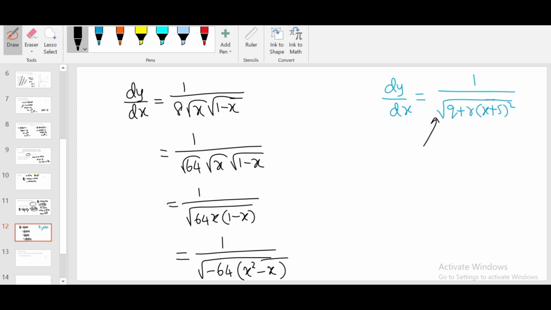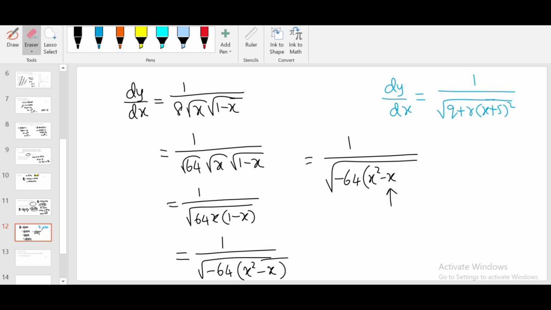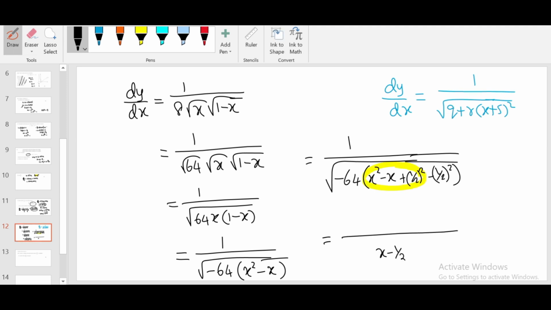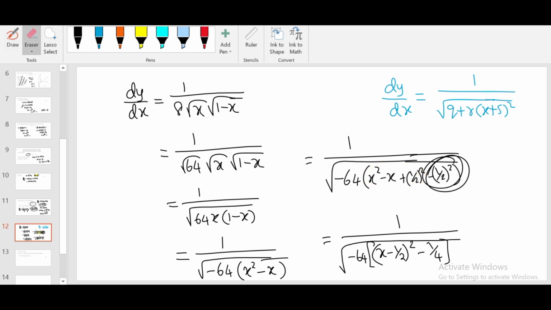And then I'm going to apply completing the square. 1 over square root of minus 64, x square minus x. Coefficient of x is 1. So half of 1, which is 1 over 2. So 1 over 2 whole square minus 1 over 2 whole square. You should know how to apply completing the square. And then you can combine the first 3 terms as x minus half whole square. And then minus, this becomes 1 over 4. And you have negative 64 outside, everything inside square root. Hope you guys understand this step.